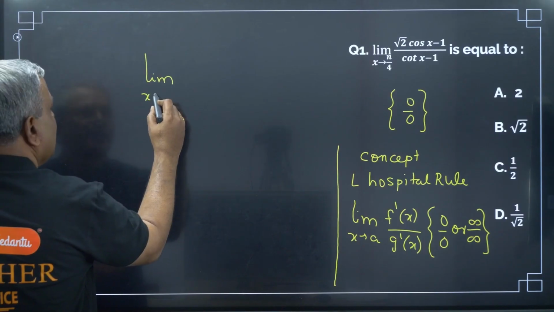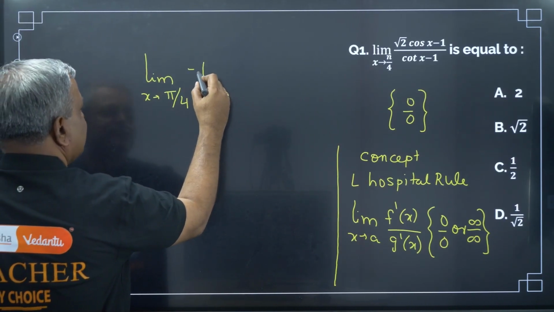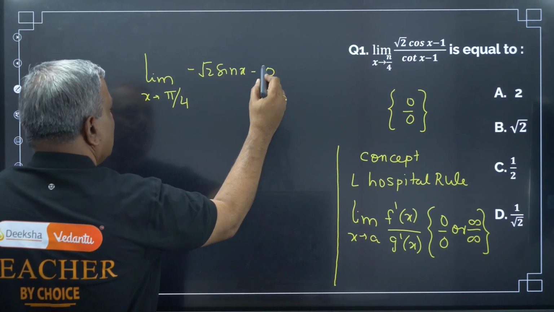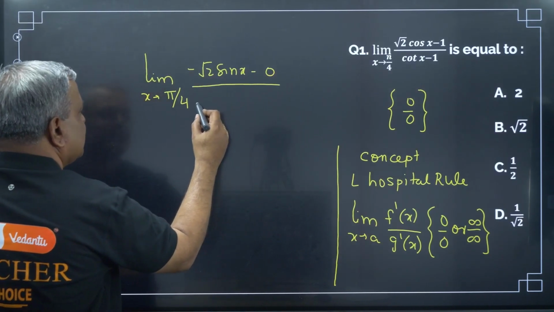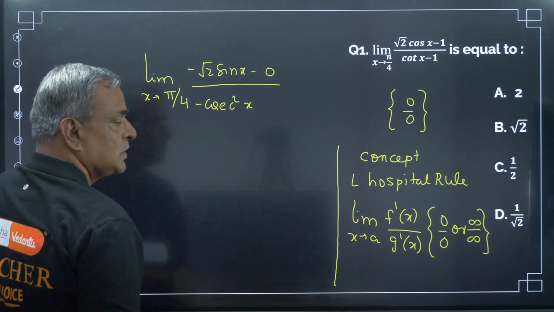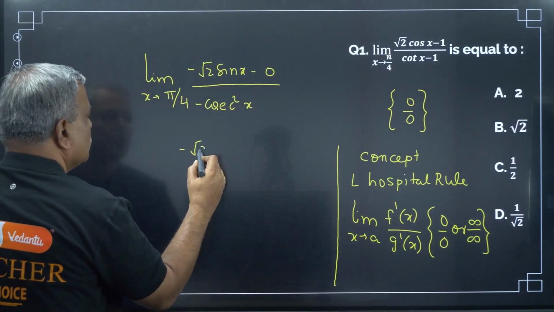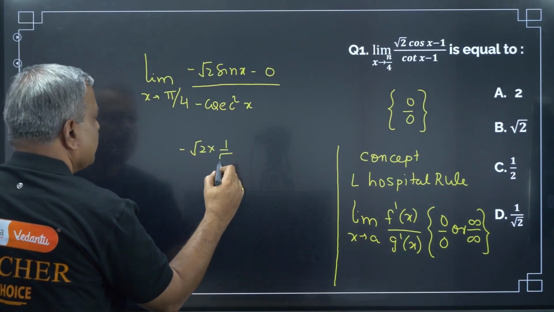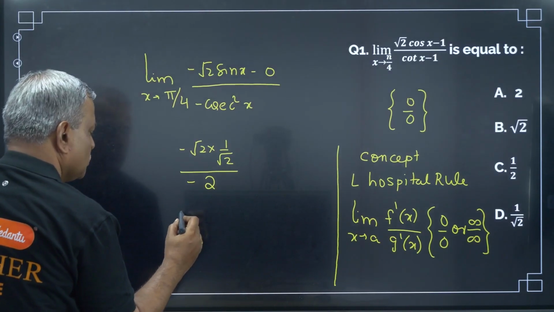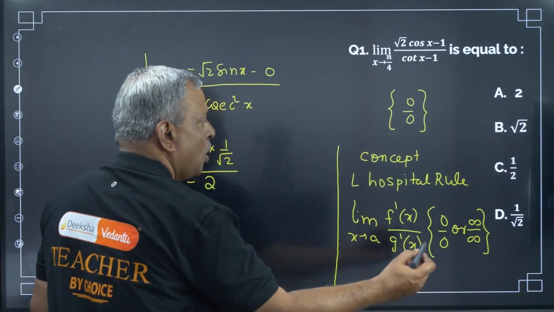Limit x tending to pi by 4. Differentiation of cos x is minus sin x, so root 2 into minus sin x minus 0. And differentiation of cot x is minus cosecant square x. Now you substitute. When you substitute, what do we get? Minus root 2 into 1 by root 2 divided by minus 2. So the final answer is 1 by 2. This is option C.